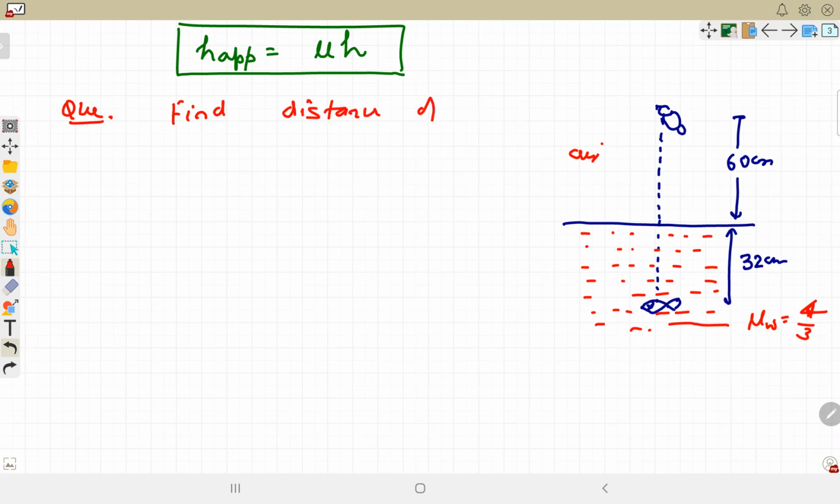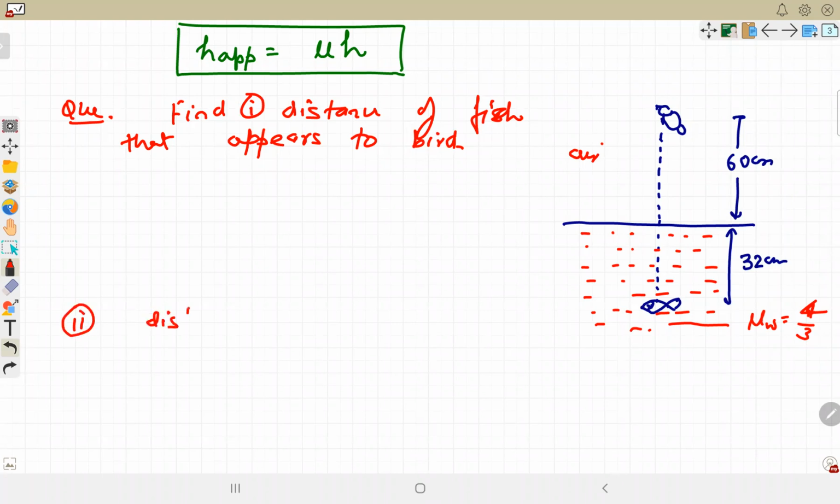First part, find the distance of fish that appears to bird. Second is find the distance of bird that appears to fish. In the first one, who is the observer? Jayesh, who is observer in the first case? In the first case, it will be the fish. That's the observer. Who is observing the distance of the fish?